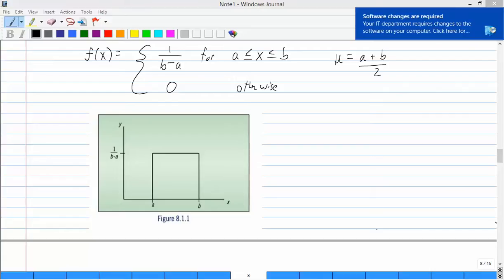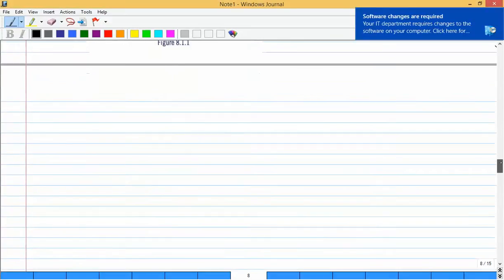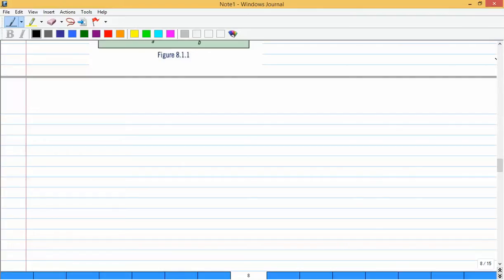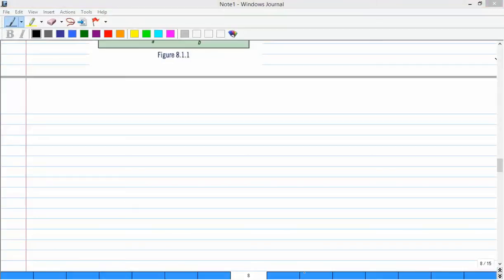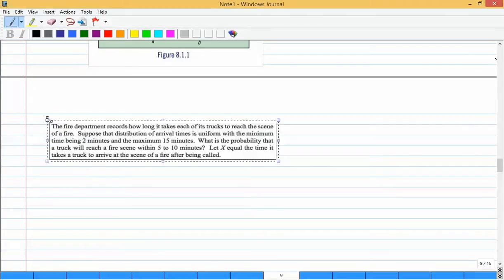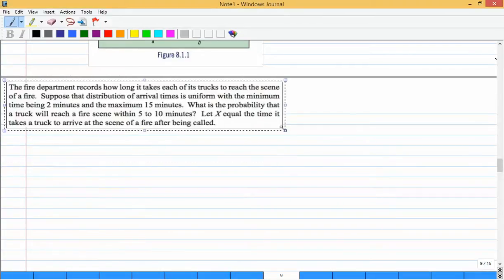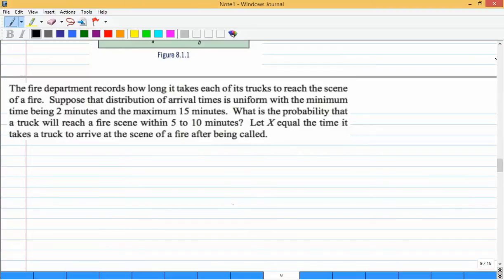Let's see how much easier these examples are compared to what we were dealing with. So this example is straight out of your book in the PowerPoints, so you don't have to copy it down, you can just look at it. A fire department records how long it takes each of its trucks to reach the scene of a fire. Suppose that the distribution of arrival times is uniform with a minimum time being 2 minutes and a maximum of 15 minutes. What is the probability that the truck will reach a fire scene within 5 to 10 minutes?